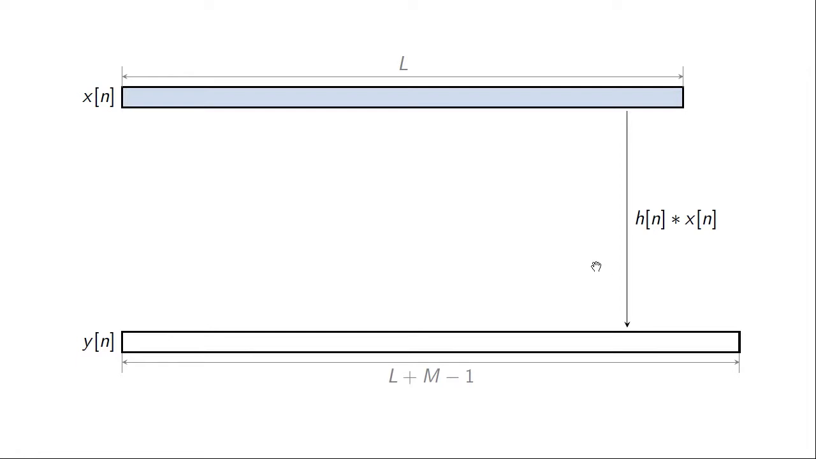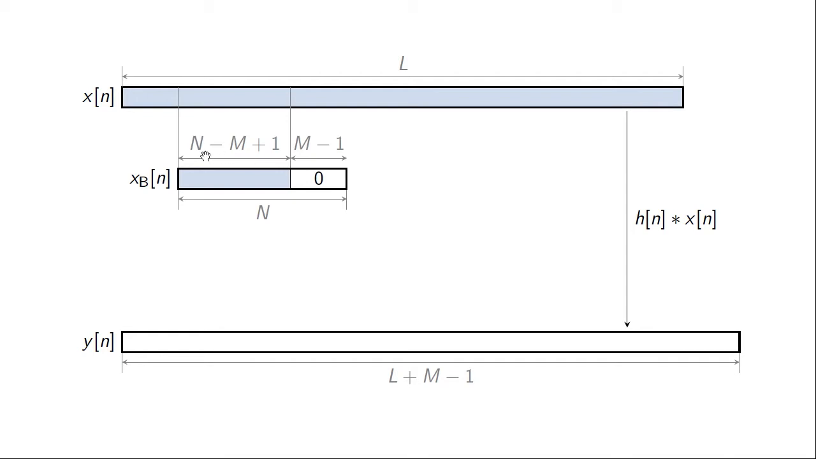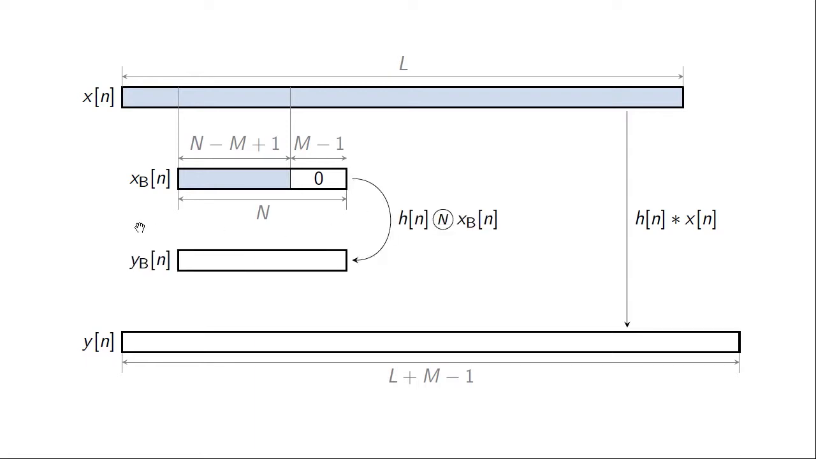We could also change the procedure in the overlap save method. So if we turn back to the original problem of having a signal x of n, wishing to compute y of n of length l plus m minus 1, when we pick out a block from x of n, instead of picking out the block of all samples, what we could do is to from the beginning only pick out n minus m plus 1 samples from x of n and making a block of length n by just padding it with zeros or filling the block up with zeros.